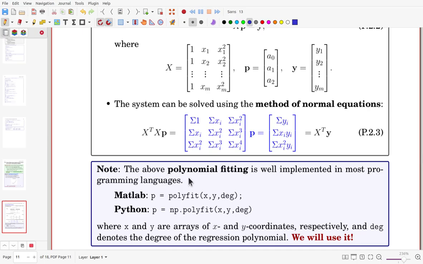Polynomial fitting is well implemented in most programming languages. In MATLAB, you can find polyfit. These are the x values, y values, and the degree, the polynomial degree you can choose. In Python, in the package NumPy, you can find polyfit. You can use it the same way. And in this project, we'll use it.